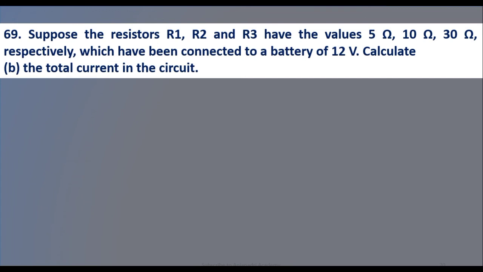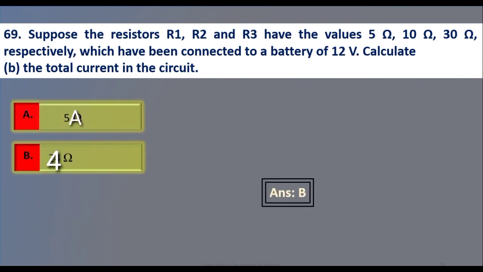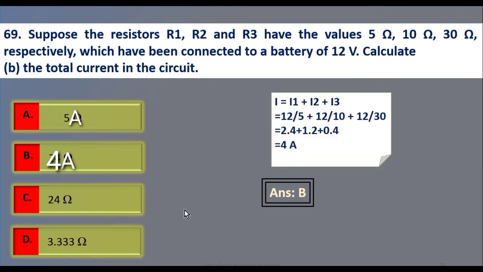Suppose the resistors R1, R2, R3 have the values. Same question, again he is asking the total current in the circuit. As we know, I1 plus I2 plus I3, 12 divided by 5 plus 12 divided by 10 plus 12 divided by 30. When you simplify this, you are getting 4 ampere current. Therefore option B is the right answer.